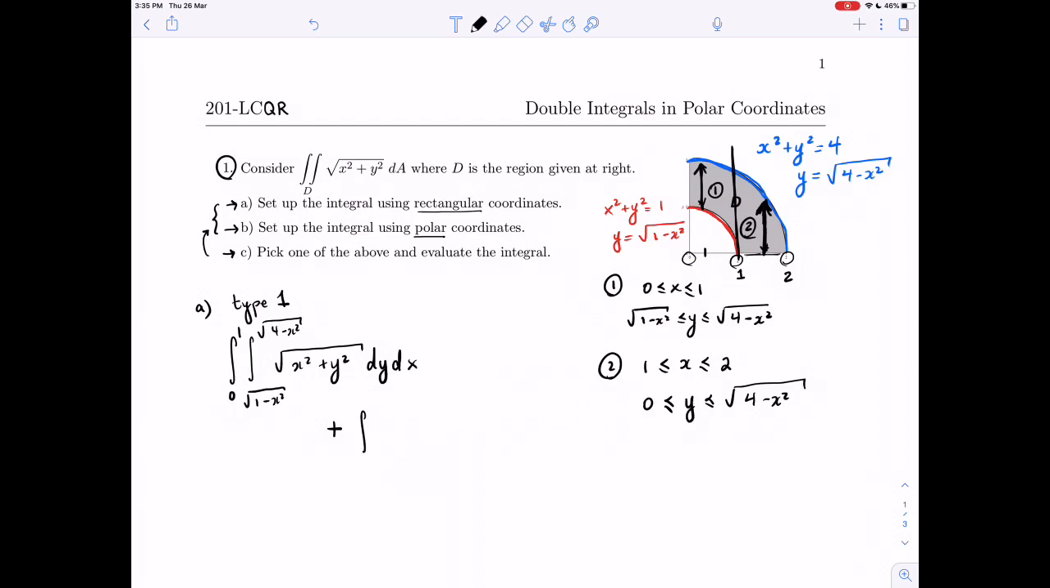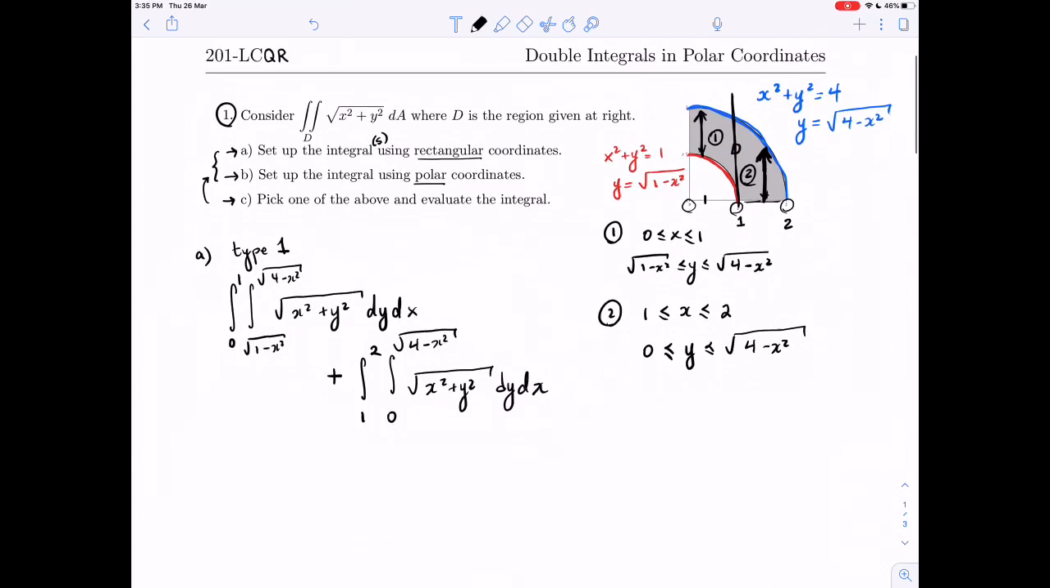So we've got the integral from 1 to 2 of the integral from 0 to the root of 4 minus x squared, and the function is still the same, x squared plus y squared, and this is still dy dx. So there is question A, although it said the integral, it should really say the integrals. There are 2 that are necessary here. So we're going to go on to question B now.